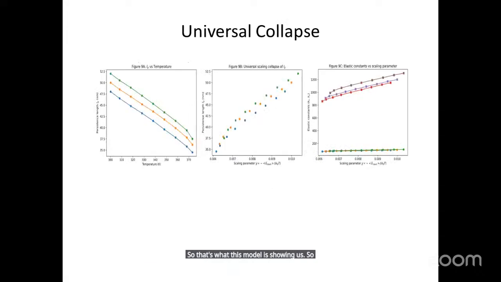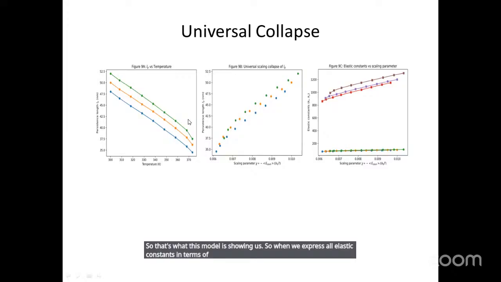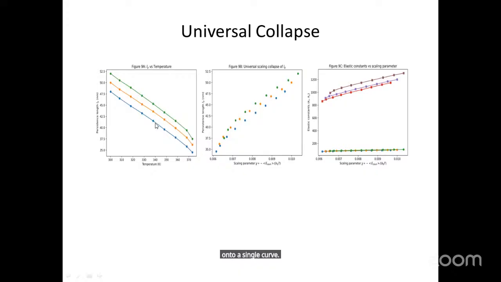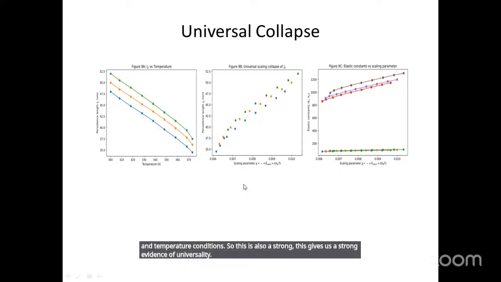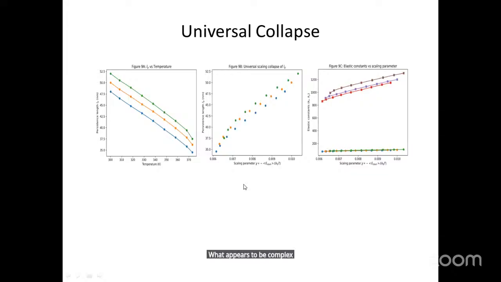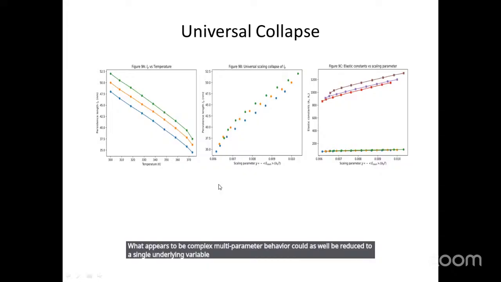So when we express all elastic constants in terms of chi, we have a collapse onto a single curve across all salt and temperature conditions. So this gives us strong evidence of universality. What appears to be complex multi-parameter behavior can as well be reduced to a single underlying variable, which is chi. So at all temperatures and at all salts.